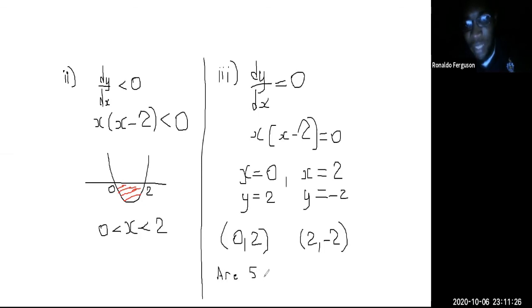Some people like to write it as a stat point. They know what you're talking about when you say stat point. Those are the stationary points. All right, one final thing before we close out today is determining the nature of stationary points.